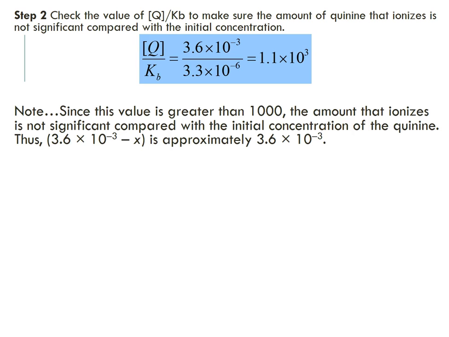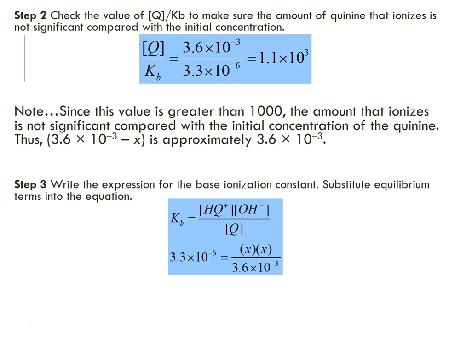Check if you can use the assumption. The concentration divided by the Kb value is greater than 1,000. So we can assume that the ionization amount for the reactant is negligible. This means that we can solve for X more easily.